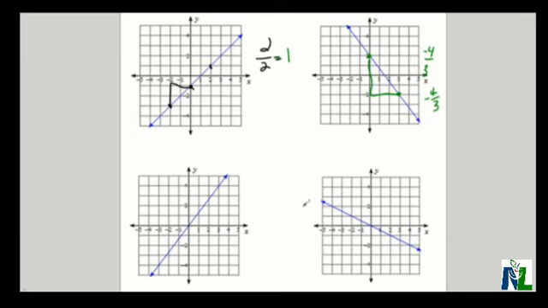So the third line, let's pick some points on this line. Our rise is 1, 2, 3, 4, and our run is 1, 2, 3. So we have 4/3.